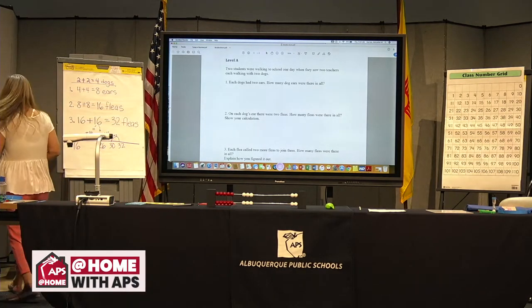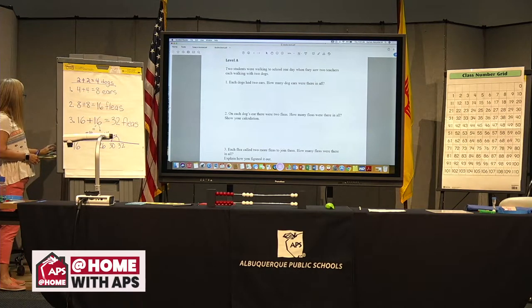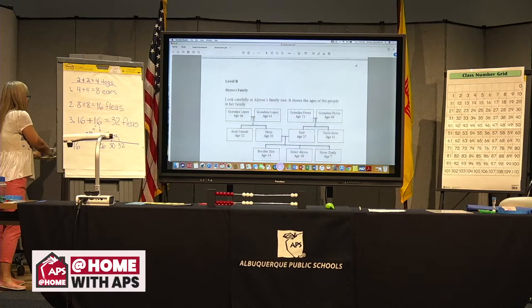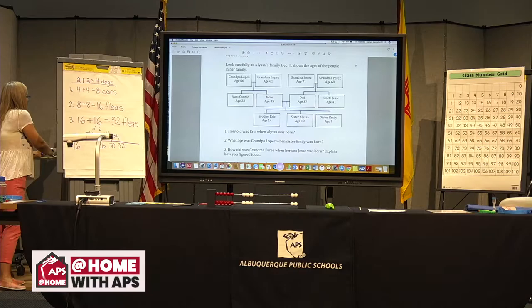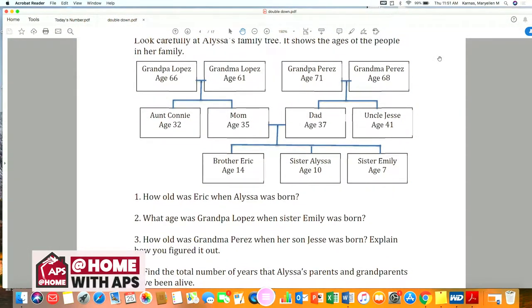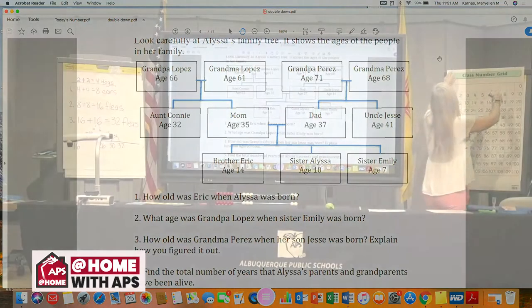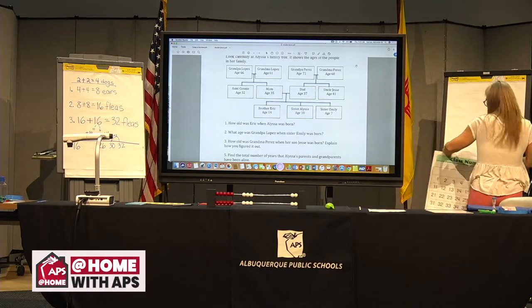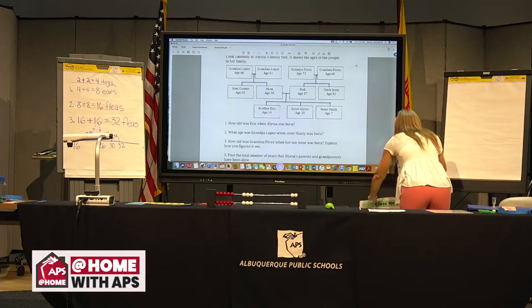All right. I have another problem for us to work on. I can get this to roll down. About Alyssa's family. And we're going to keep working with the number line on this one. Okay, we'll just put this right down here.